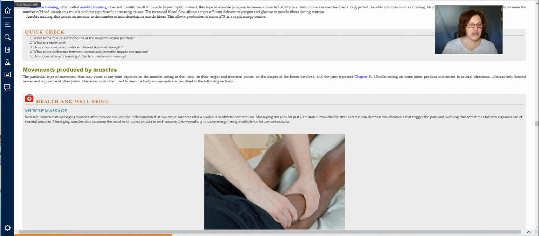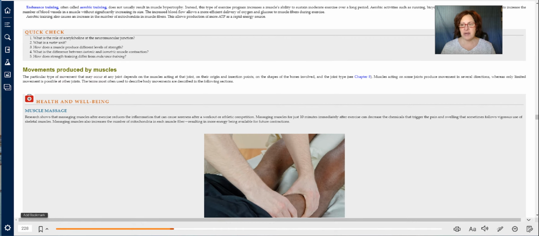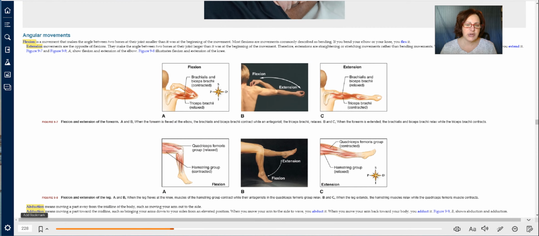Right, this is video 2 for your anatomy chapter on the muscular system. We're on page 228, which is right where we left off with video 1. So now we're going to talk about the movements produced by muscles. And this is going to look familiar because we talked about a lot of these same movements when we were in the skeletal chapter. So hopefully you've already started working on learning these.